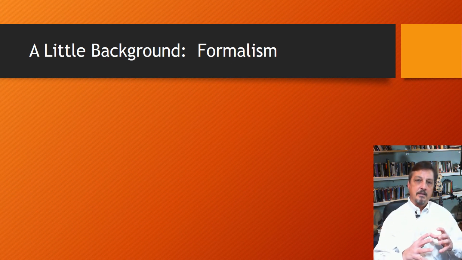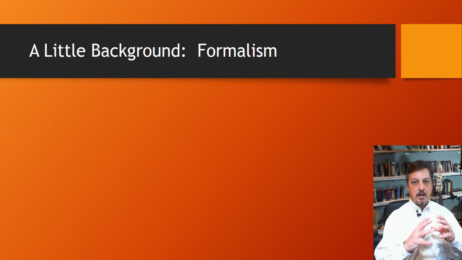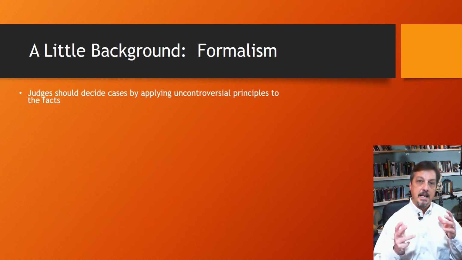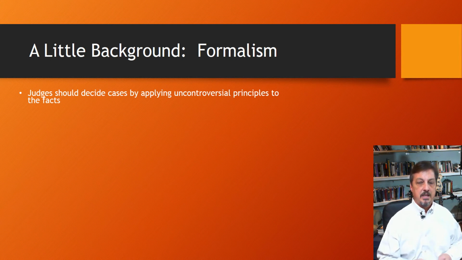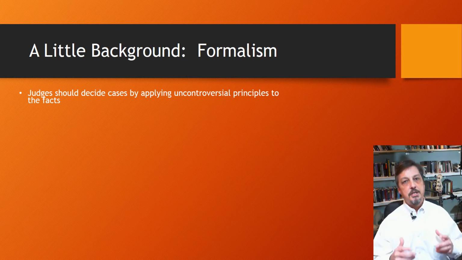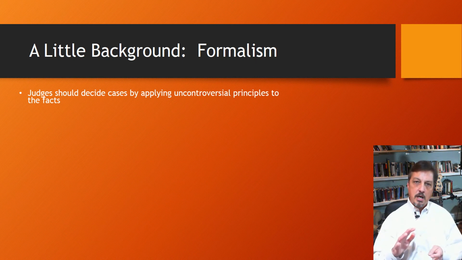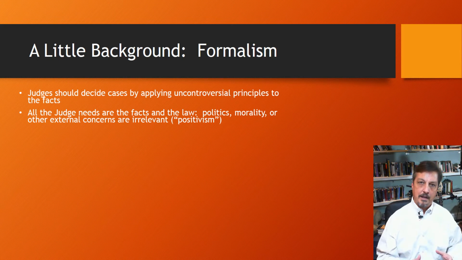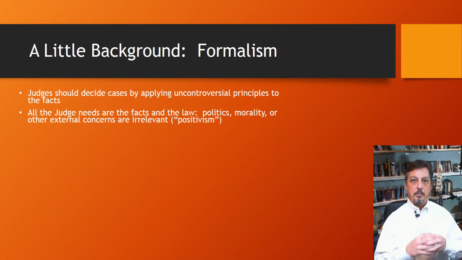In a school of thought that much later really gets defined as formalism, I think it is present in the development of the common law from relatively early on. The Anglo common law from relatively early on really had a heyday in 19th century American jurisprudence. So the idea behind formalism is that judges should be deciding cases by applying uncontroversial principles to the facts. All the judge needs are the facts and the law. Politics, morality, other external considerations are considered irrelevant. Some scholars call this a form of legal positivism.